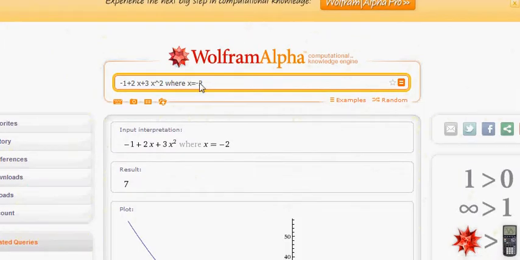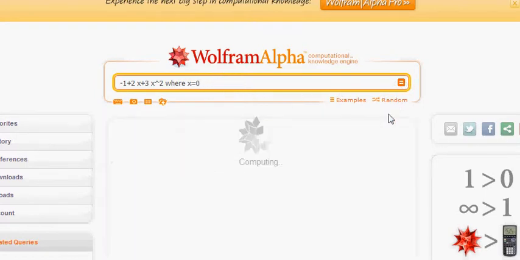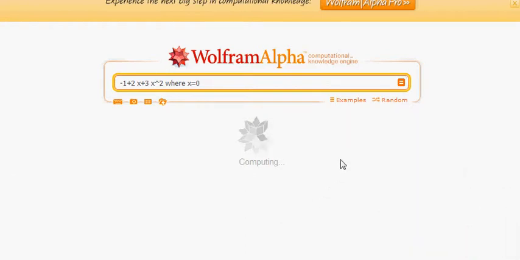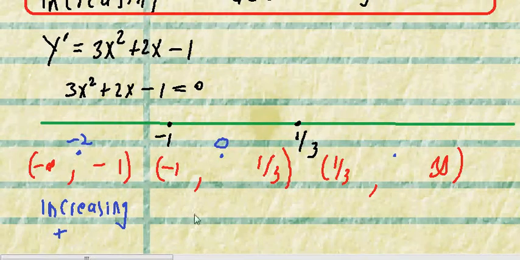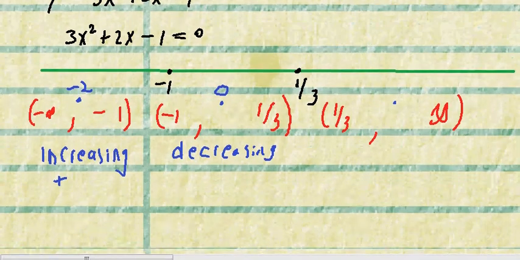So let me plug in 0 in here. When x is equal to 0, let's see what I get. I got a negative number here, the number negative 1. Therefore, the function is decreasing over this interval. So decreasing, because it is negative.